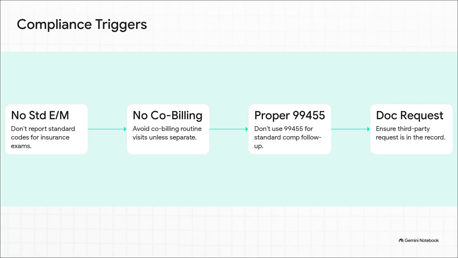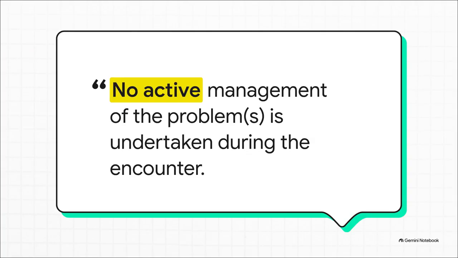Number 3, never use 99455 for a run-of-the-mill workers' comp follow-up visit where you're just checking on a healing sprained ankle. Remember, 99455 is for the formal disability or impairment evaluation. And number 4, always make sure the formal third-party request for the exam is actually sitting right there in the medical record. I'm going to leave you with this ultimate rule straight from the CPT guidelines, which perfectly nails the whole intent of these codes.